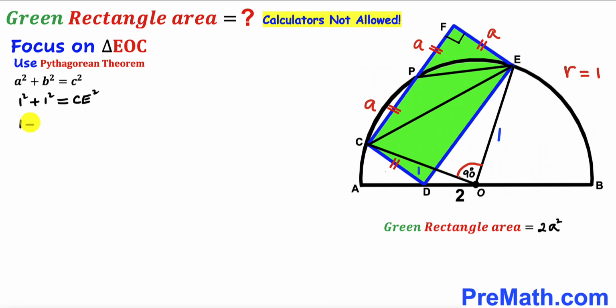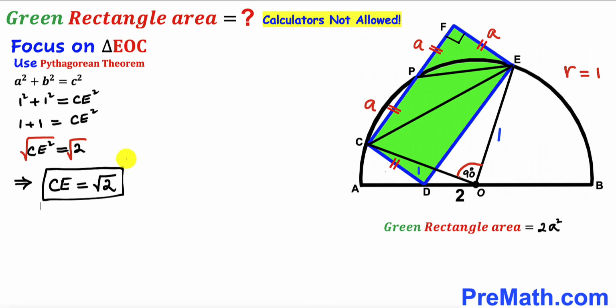So we got 1 plus 1 equal to CE square. So therefore CE square is going to be equal to 2. And now I'm going to undo this square by taking square root on both sides. So therefore this segment CE length is going to be equal to the square root of 2 units. So therefore we can see that this CE length is going to be simply square root of 2.